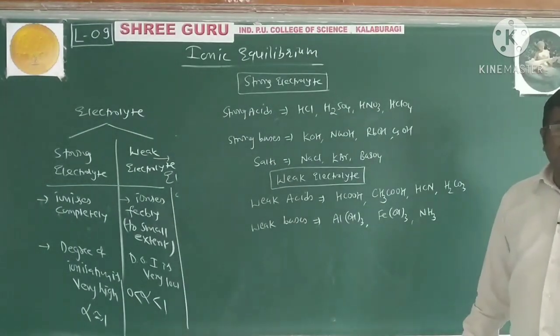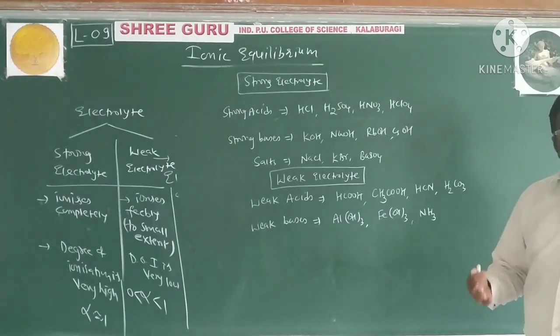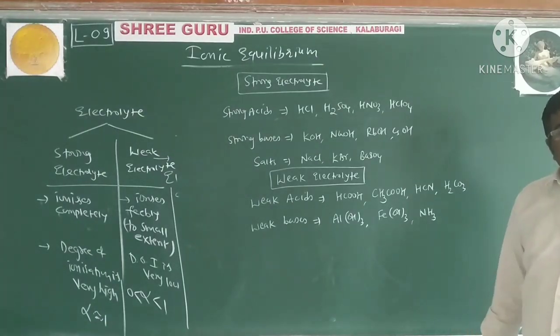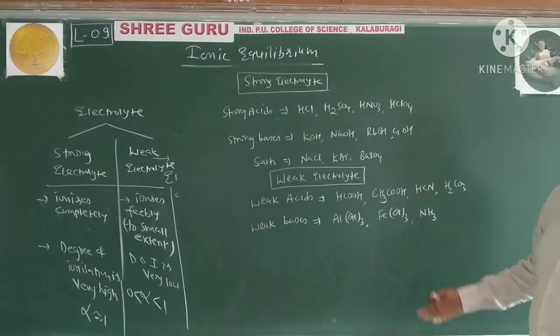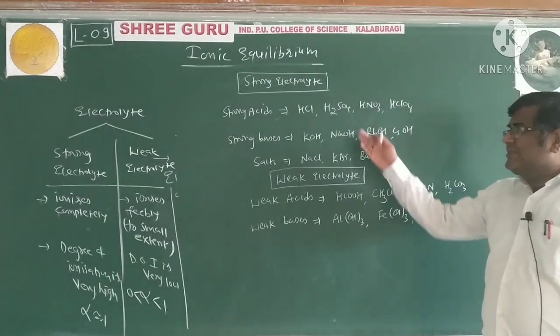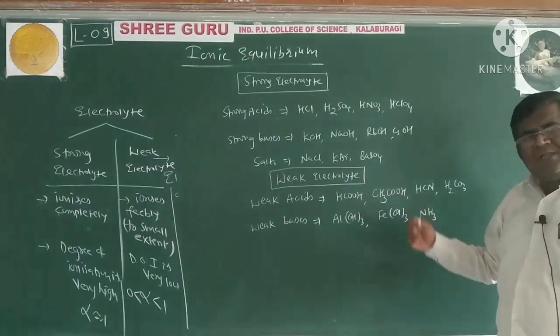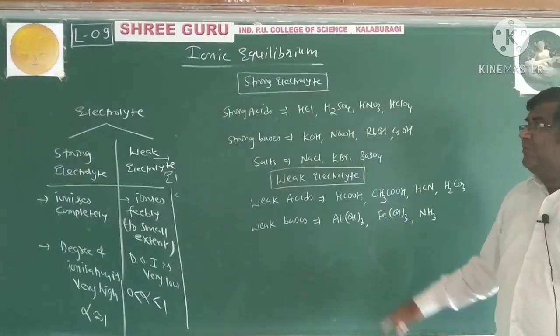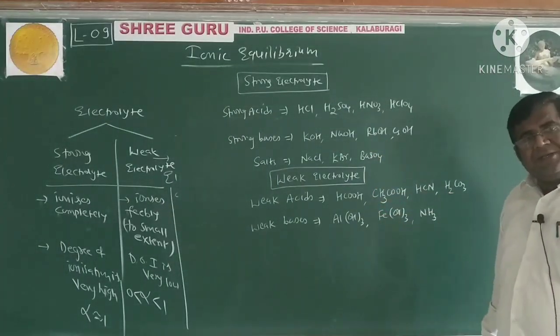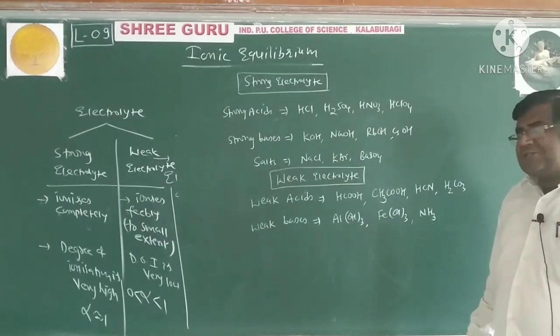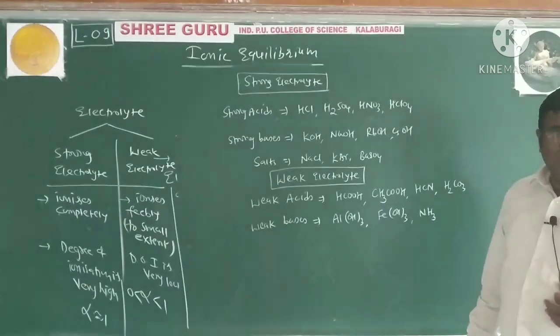Afterwards, no memorization is needed, because once the acid is before you, you'll understand. Now, why are they strong and why are they weak? Their dissociation is greater here, and dissociation is smaller here. So the equilibrium constant for dissociation of a strong electrolyte is higher, and the equilibrium constant for a weak electrolyte is lower.